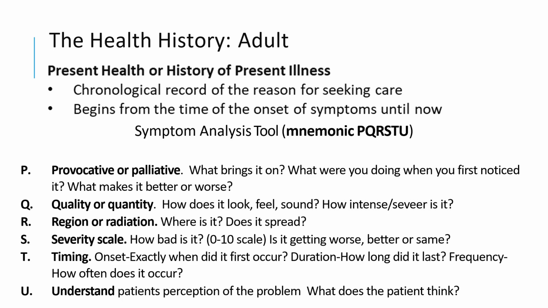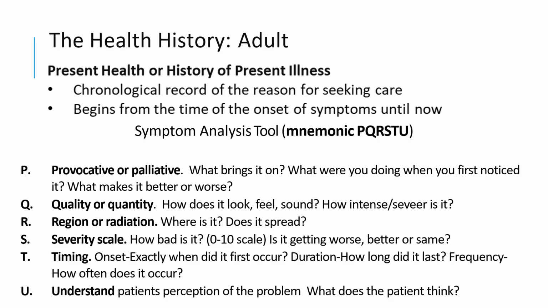Q is the quality or the quantity. How does it look, feel, sound? How intense, severe? R is the region or radiation. Where is it? If it's pain, where is it? Does it spread? S is severity of the scale. We use a pain scale from 0 to 10 to rate pain.